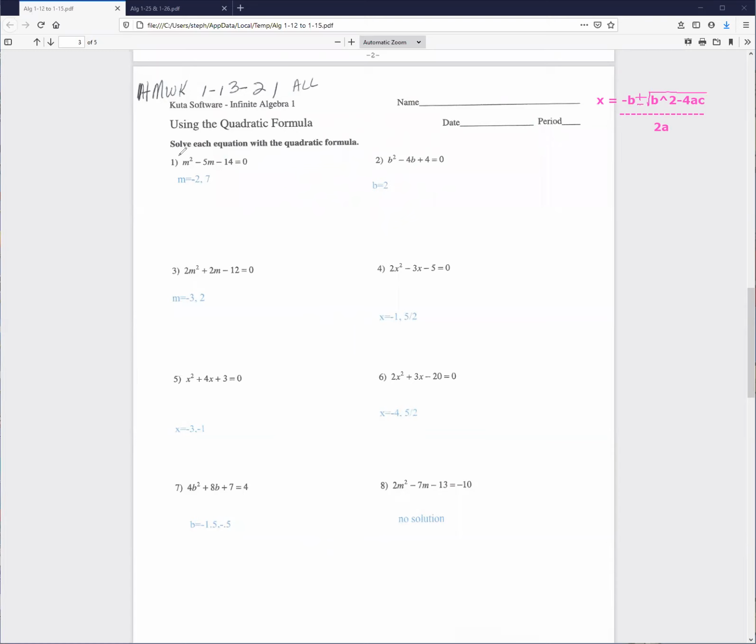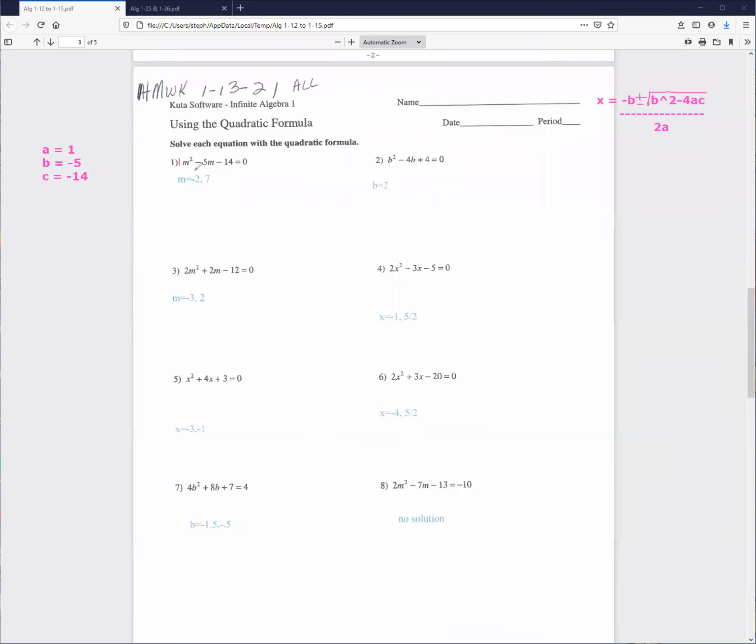Now, number one, you can solve by factoring, but the instructions say with the quadratic formula. So we're going to do it with the quadratic formula, even though I could very easily write this as m minus 7 times m plus 2. And I would much prefer to do it that way. But since the instructions say otherwise, we're going to say, all right, a equals 1, b equals negative 5, and c equals negative 14. Because we're just going to look at the numbers in front of each of the terms.